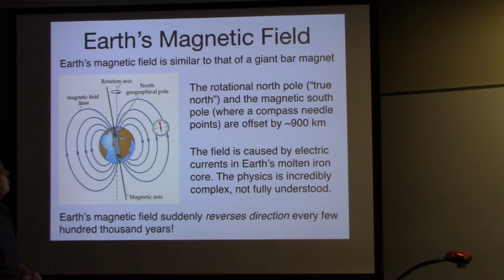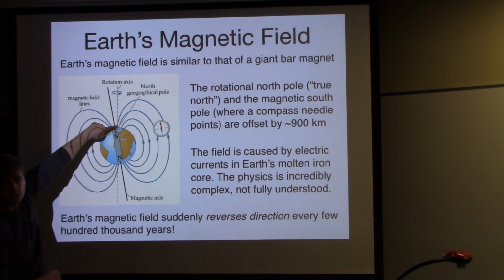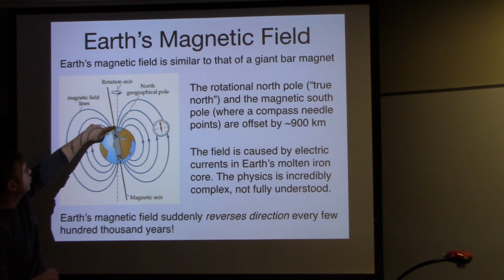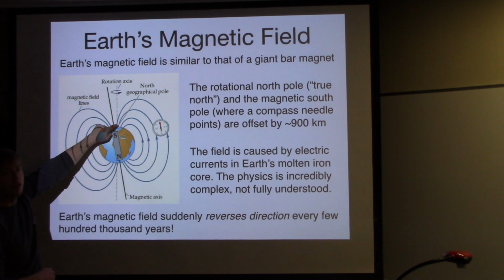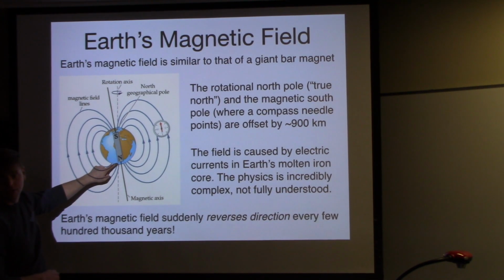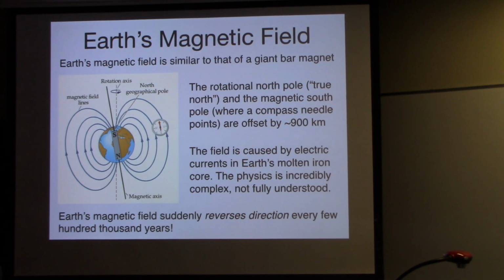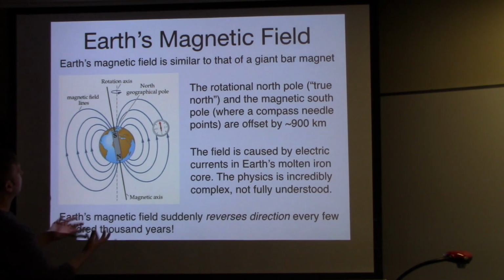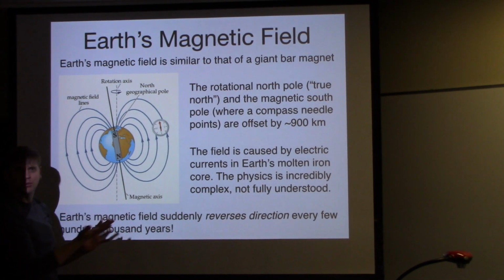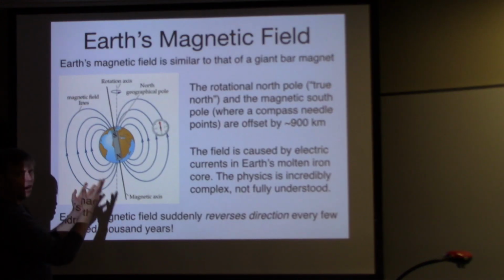So of course, if we go to the top of the Earth here, we could call that the North Pole, where our rotation axis comes out. Or down here, we could call this the South Pole, where our rotation axis comes out. But the magnetic field is actually not lined up with the rotation axis. It's actually a little bit offset.